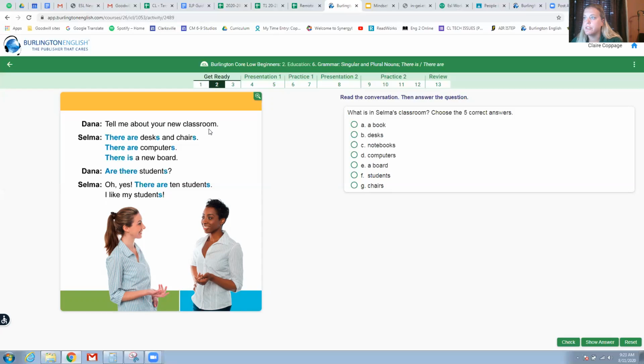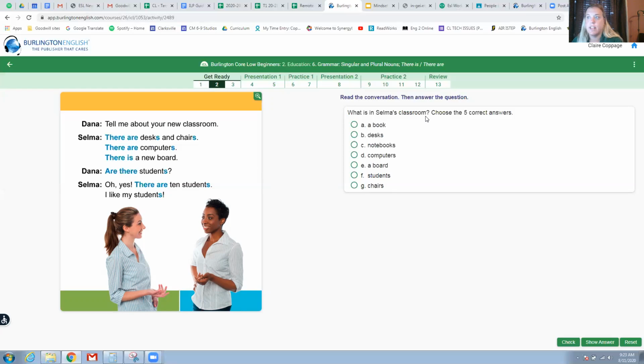Tell me about your new classroom. There are desks and chairs. There are computers. There is a new board. Are there students? Oh yes, there are 10 students. I like my students.